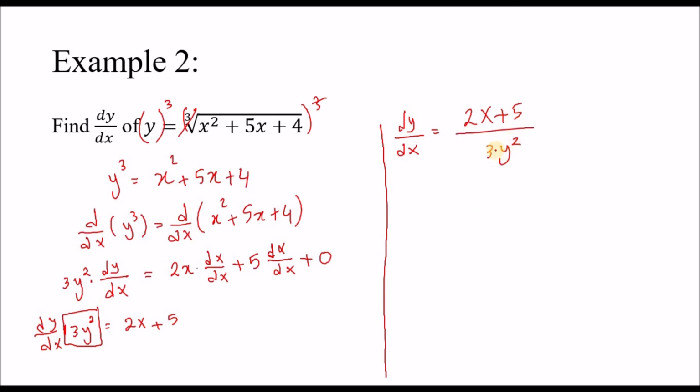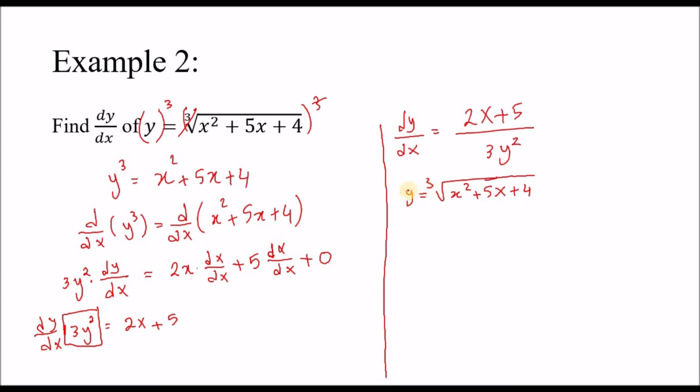But notice here how I have y in my derivative. I don't want that to happen. I know that y is equal to the cube root of x squared plus 5x plus 4. So I can remove this y and replace it with its value. So that's what I will do. Again, I'm going to write it down. y is equal to the cube root of x squared plus 5x plus 4.